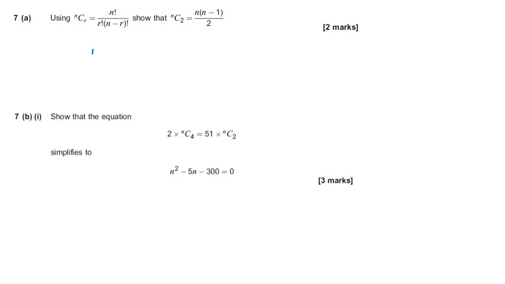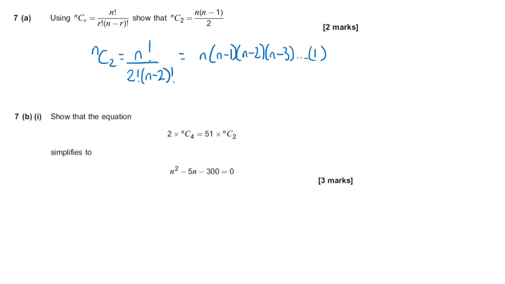So n choose 2, that means n factorial divided by 2 factorial divided by n minus 2 factorial. So n factorial is n times the integer 1 less, times the integer 2 less, 3 less, and so on, all the way down to 1. 2 factorial is just 2 times 1. And then n minus 2 factorial is n minus 2, n minus 3, so on, all the way down to 1.